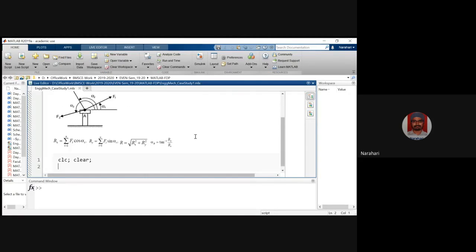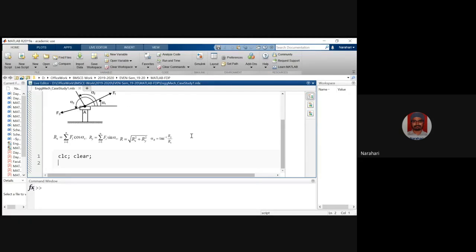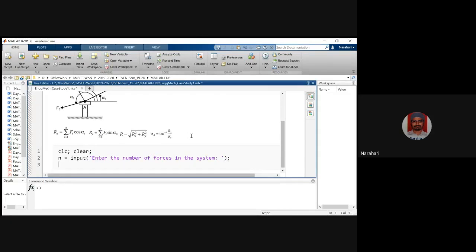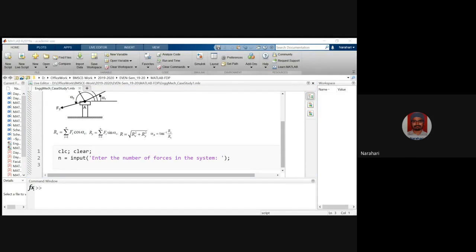these three given angles. So to take care of such a thing, yesterday you people saw this input function, so I'll make use of it here. So before that, enter the number of forces in the system. Okay, so I'll do this so that I get to know how many forces there are in total, which we have to take care of.